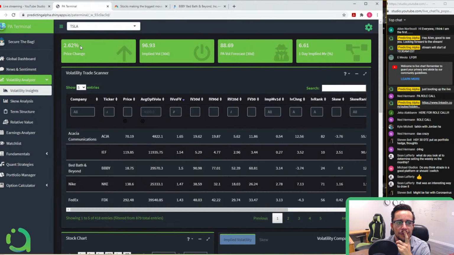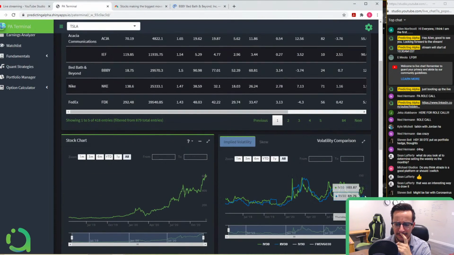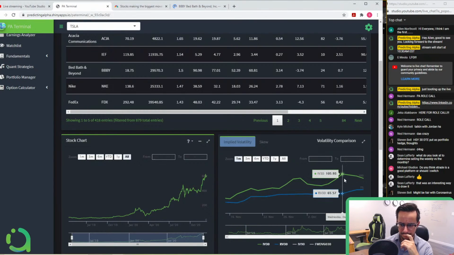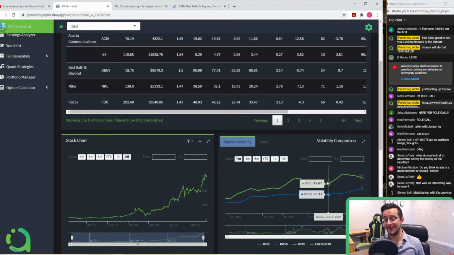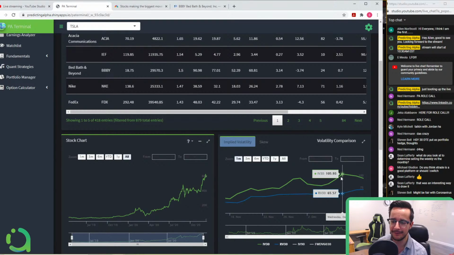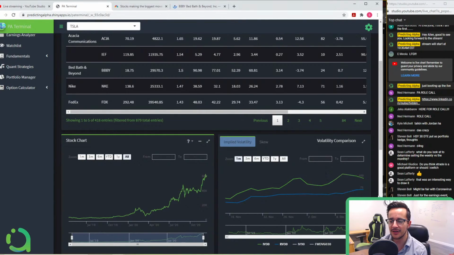So it moved 2.62% so far today. Implied vols for the 30-day are at 96. So it's come down a little bit recently. It used to be, if we zoom in 1 month, we can see we were at 105 at one point. Huge implied vol for Tesla. We actually were short vol just about here. So our position's recovering. It's looking pretty good. But that implied volatility is starting to come down.